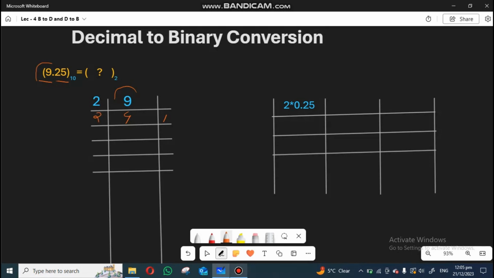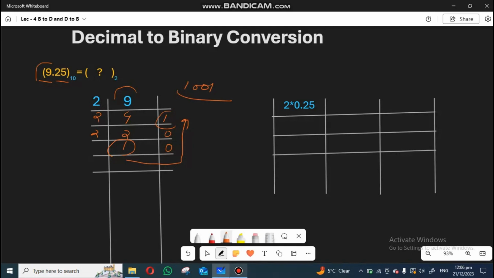Again, 2 times 2 is 4, so there is going to be no remainder, which means 0, and 2 times 1 is 2, so there is again 0 remainder. Now I'll arrange these numbers in this sequence, starting from here to this one, so it will become 1 0 0 1. Now I have got the non-fractional part. I have converted 9 into 1 0 0 1.